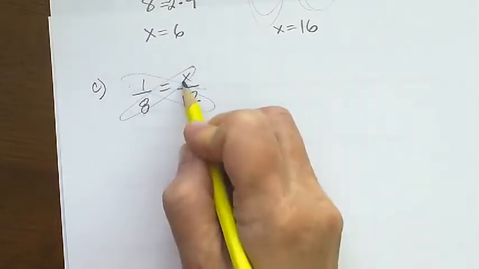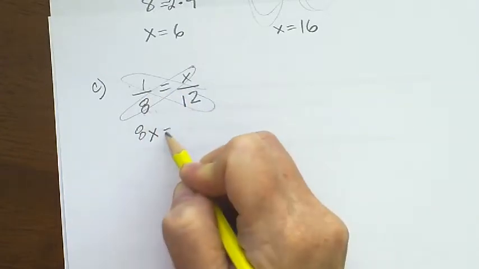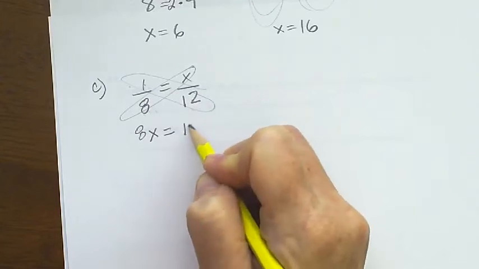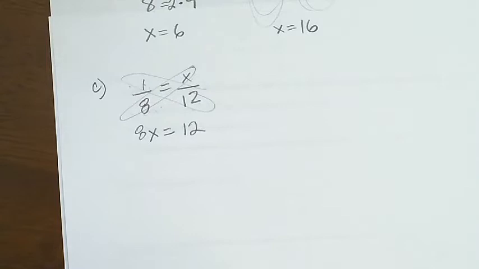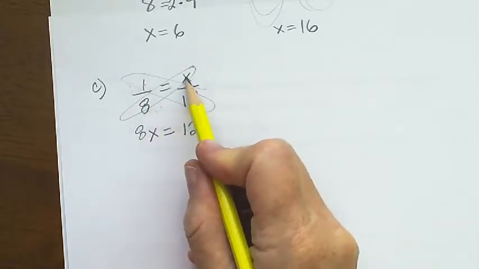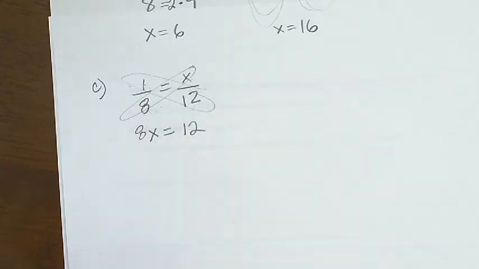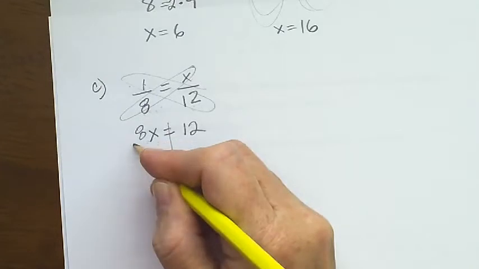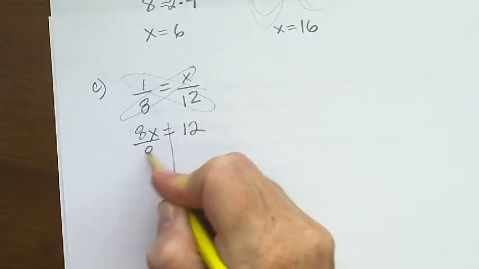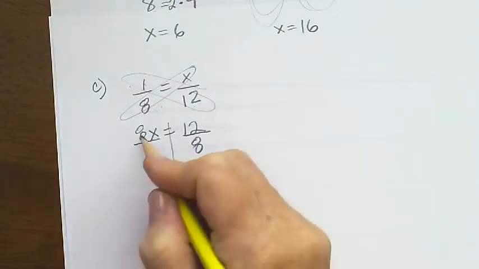When we cross multiply, we get 8 times x equals 1 times 12. So the cross products of 2 equivalent fractions will always be the same. So I know this times this is always going to be this numerator times this denominator. And then it's just an algebra problem. 8 times what is 12? Well, undo your multiplication by dividing by whatever's being multiplied by x.